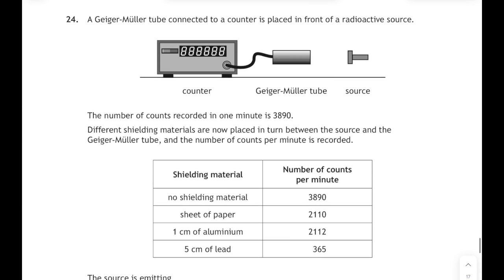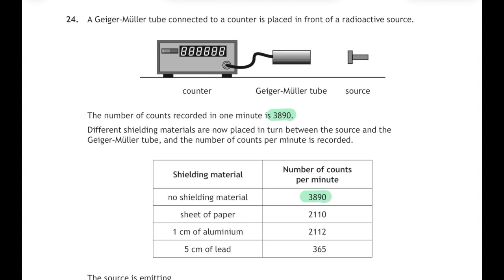Question 24. A Geiger-Müller tube connected to a counter is placed in front of a radioactive source, and the number of counts recorded in 1 minute is 3,890. And different shielding materials are now placed in turn between the source and the Geiger-Müller tube, and the number of counts per minute is recorded. So with no shielding material present, the number of counts is 3,890. And then when a sheet of paper is placed between the source and the Geiger-Müller tube, the number of counts per minute goes down to 2,110.